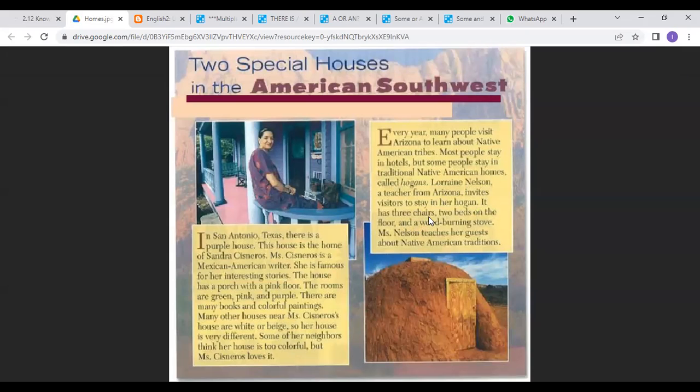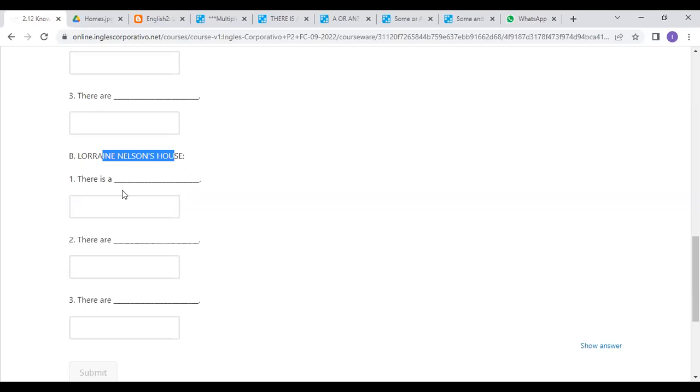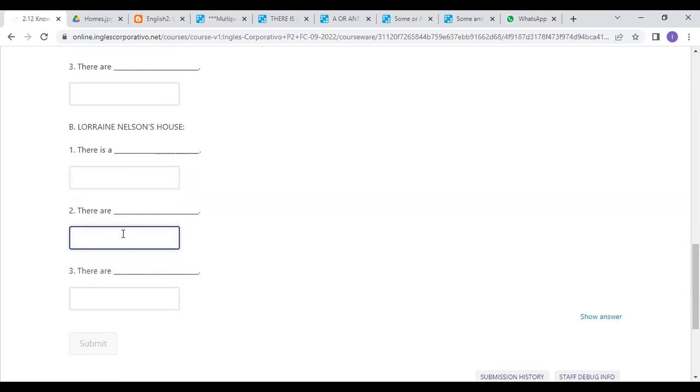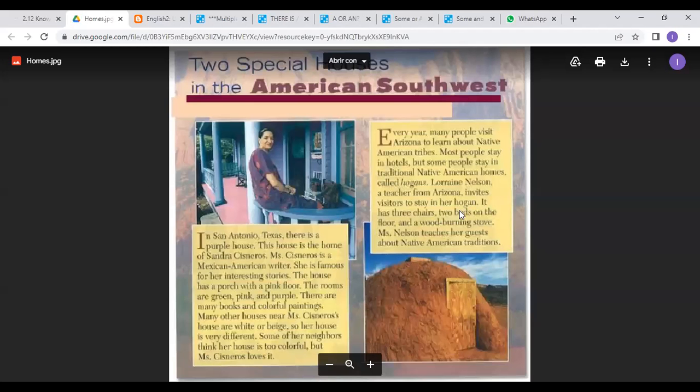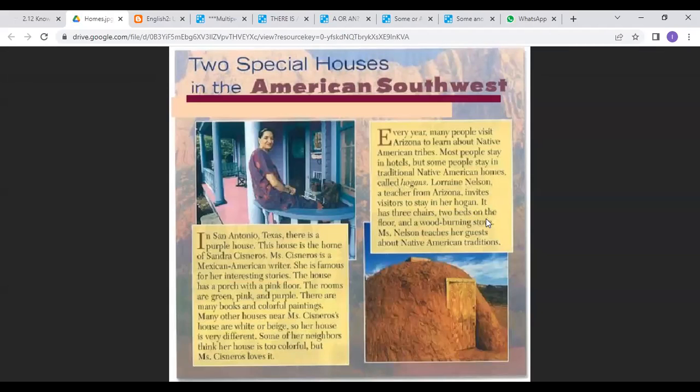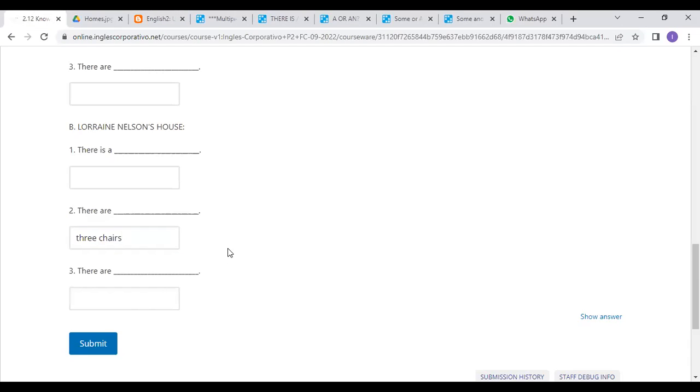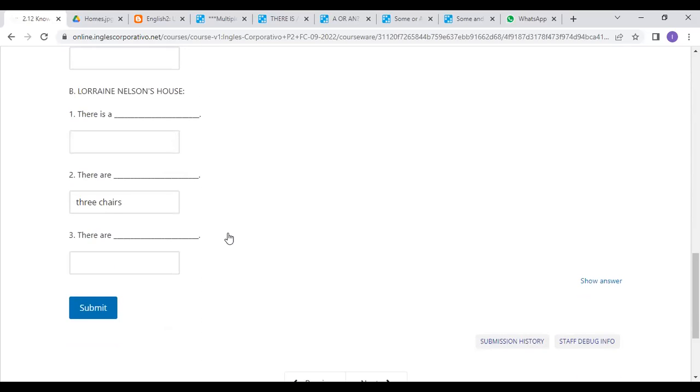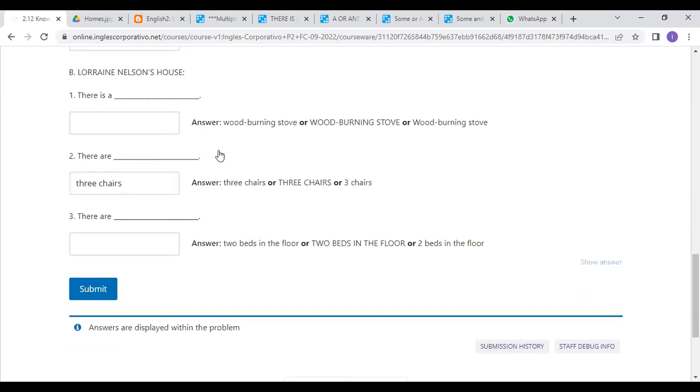It has three chairs. Okay, pero three chairs. Entonces sería, there are three chairs. Okay. ¿Qué más hay? Let's see. There are two beds, okay, on the floor. Y hay también a wood burning stove. There is a wood burning stove. Okay, very nice, perfect, cool, guys. So let's move on. Okay, there is a wood burning stove. There are three chairs. There are two beds on the floor. Cool. Now, guys, leamos el siguiente.